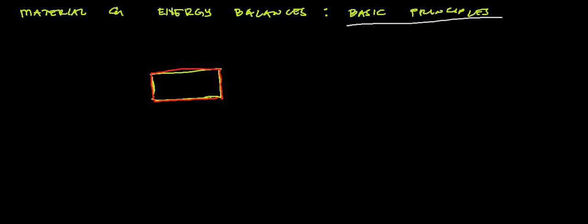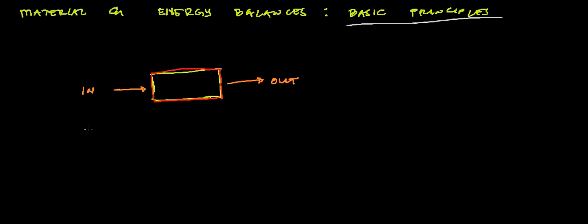Then, by following the conservation of mass and energy, what goes into this system or box must balance the mass or energy that is going out. So let's represent it using an arrow going in and going out of the system. In, out.